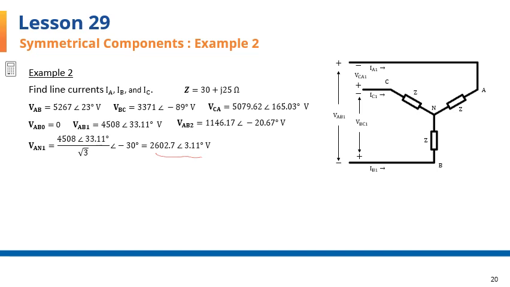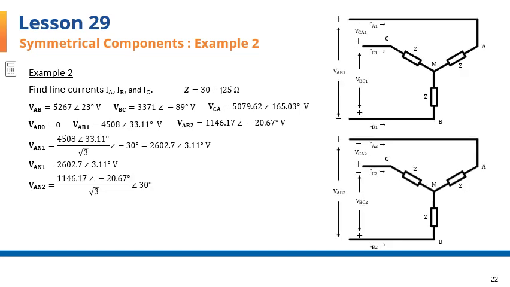Calculating that, VAN1 comes to 2602.7 with 3.11 degrees. Next, I'll use the negative sequence component VAB2, and from it, I'll find the VAN2. VAN2 equals VAB2 from here, divided by square root of 3, but because it's a negative sequence set, the phase angle for the line to neutral voltage leads the phase angle for the line to line voltage.